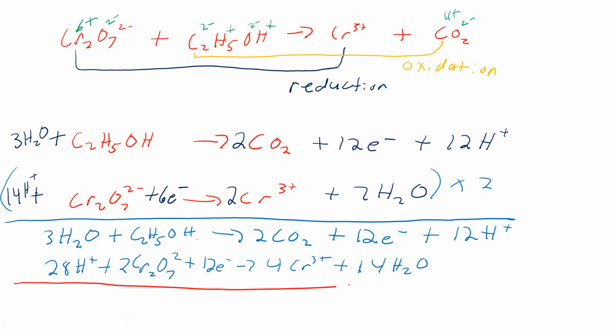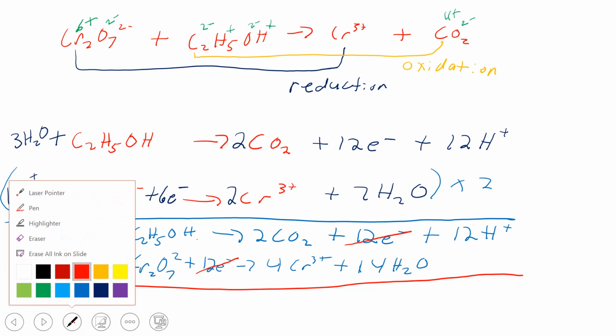So now we can add this together. The electrons cancel. We have 12 in our first reaction and 12 in our second reaction. But this time we have water and hydrogen on both sides of both. This time we also have water and hydrogen in our equations.